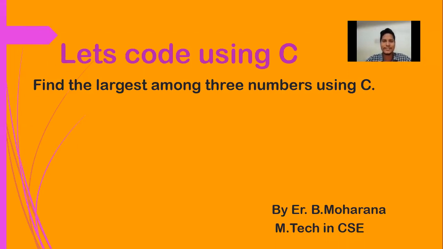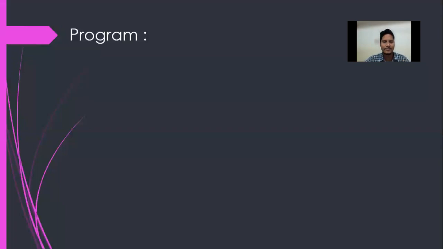Hello friends, in this video, I am going to explain how to find the largest number among three numbers. So let's see how this program is written in C. Here I am writing a program.